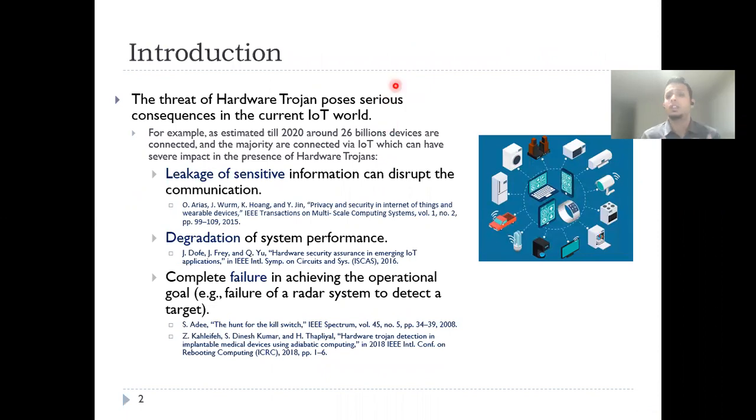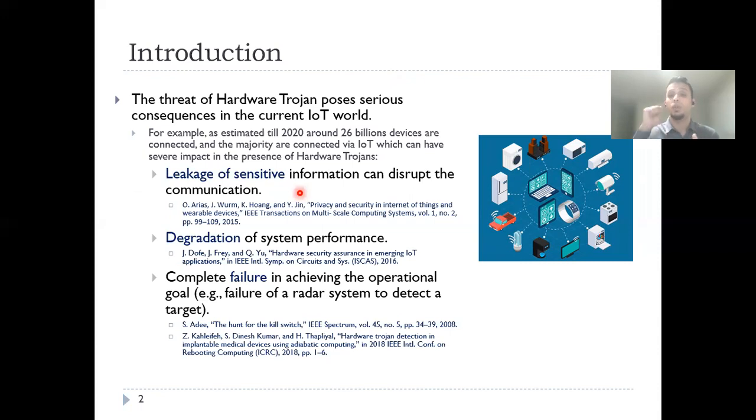So nowadays, hardware Trojan threats have been causing severe consequences in the Internet of Things world. As estimated, till 2020, almost 26 billion devices are connected via Internet of Things. Under such circumstances, a hardware Trojan attack can cause severe impact in the communication system in Internet of Things. What can the hardware Trojan do? The hardware Trojan can leak sensitive information.